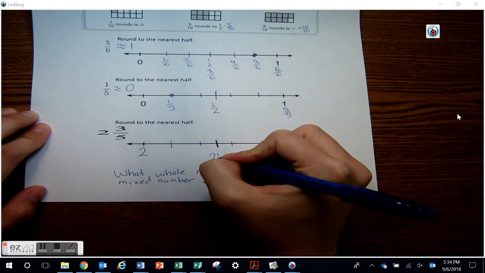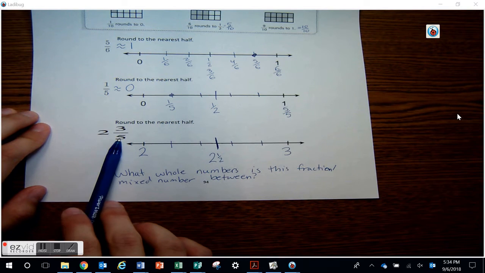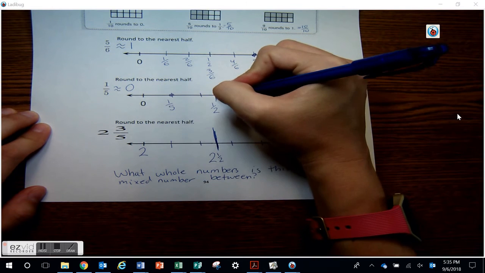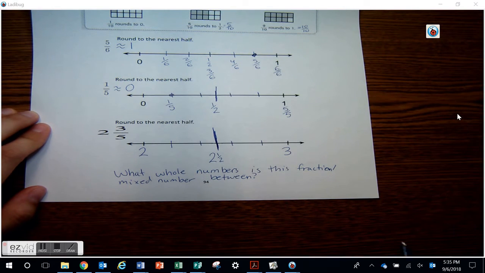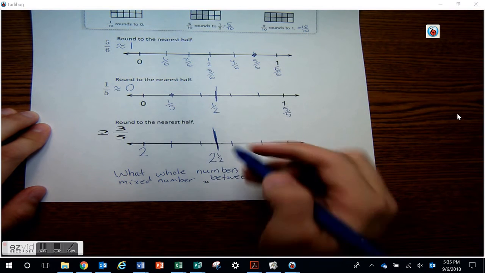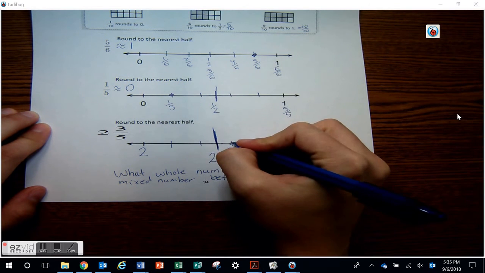How many pieces am I going to break this up into? I'm going to break this up into 5 pieces. So we have 1, 2, 3, 4, and 5. Okay, and we want to round to the nearest half. And half, again, we're going to put right here, but this is going to be our 2 1/2.